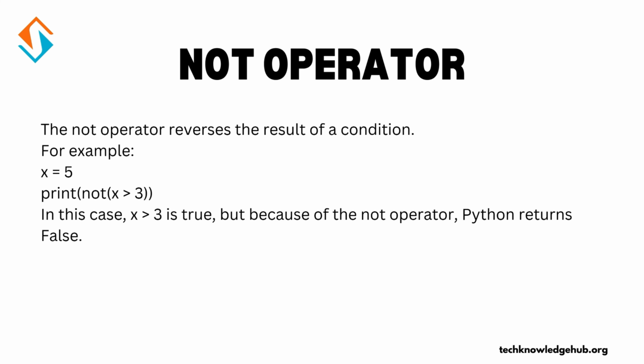Third is NOT operator. The NOT operator reverses the result of a condition. For example, x is equal to 5. Type print not x greater than 3. In this case, x greater than 3 is true, but because of the NOT operator, Python returns false.